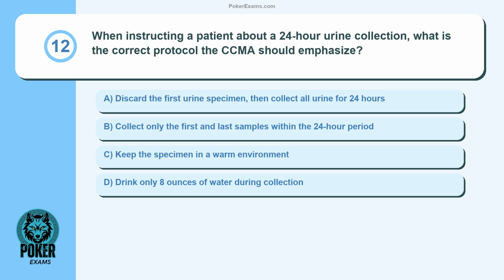Question 12. When instructing a patient about a 24-hour urine collection, what is the correct protocol the CCMA should emphasize? Discard the first urine specimen, then collect all urine for 24 hours. Collect only the first and last samples within the 24-hour period. Keep the specimen in a warm environment. Drink only 8 ounces of water during collection.